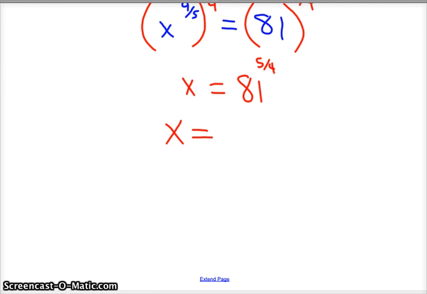Now, we can continue on one more step with that. So x would equal, do you have the radical correct? What goes out front? Well, the 4 goes here, so it's the 4th root of 81 to the 5th power.